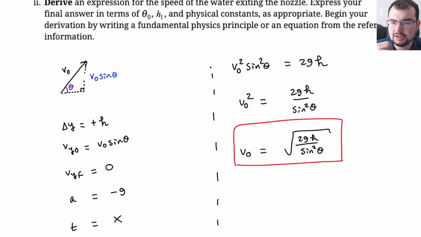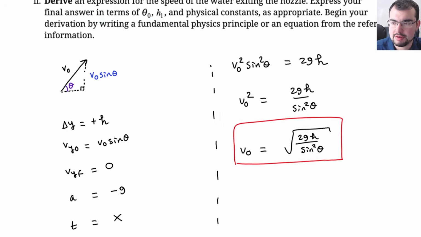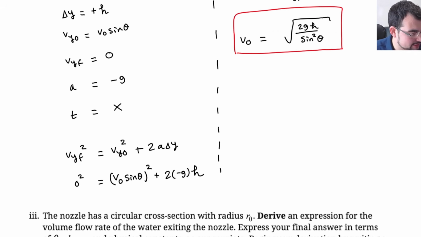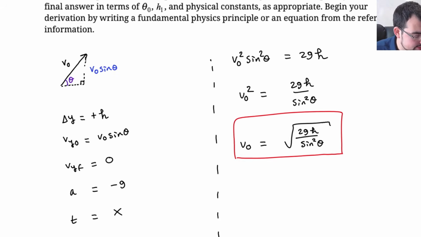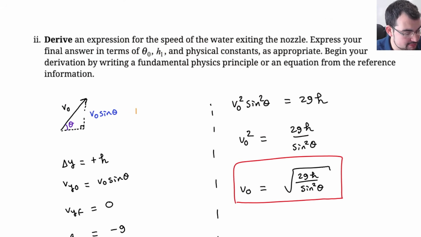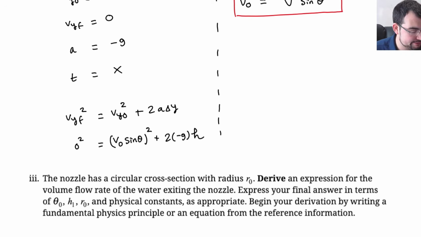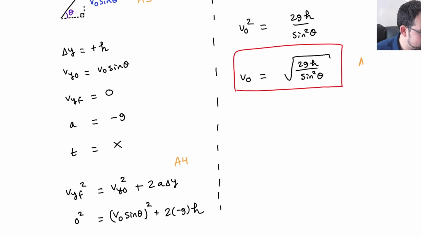In the derivation here, it's worth 3 points probably. You get a point for decomposing the vertical into v sine theta, or sorry, it's still A. This would be A3. You get a point for kinematics, and you get a point for the final answer.